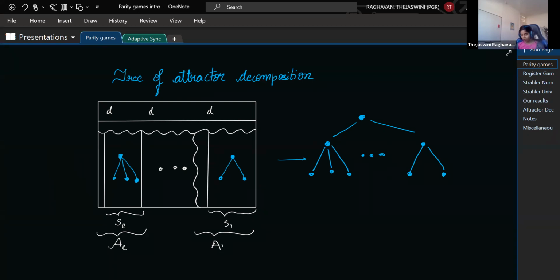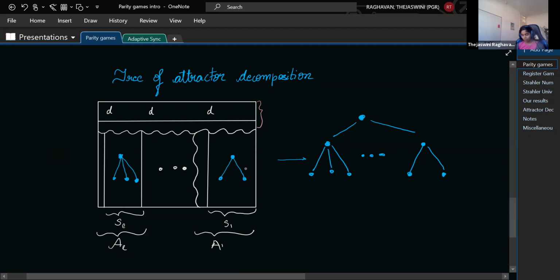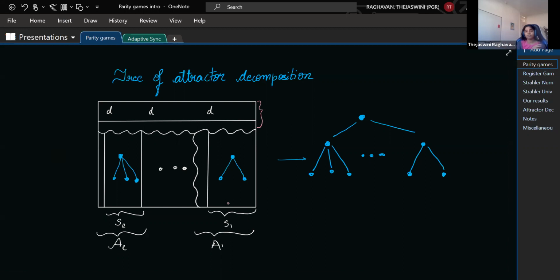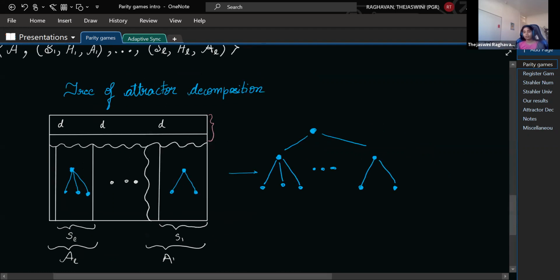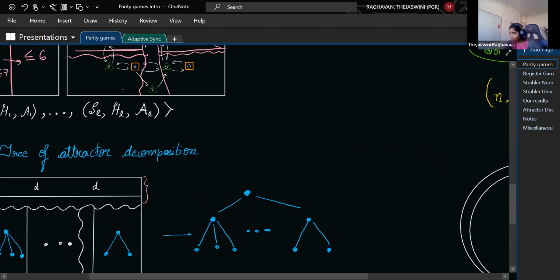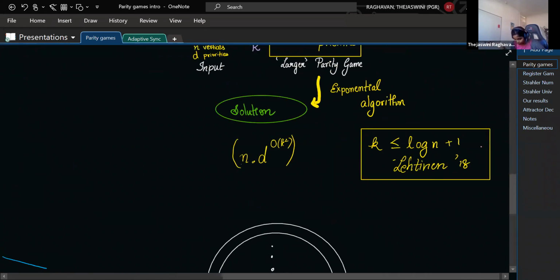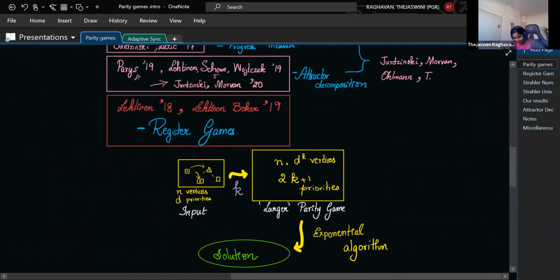If not, you have the structure that we talked about before: you have an attractor to D, and then you have a lot of subgames, each of which will have its own attractor decomposition, which you put together in this ordered fashion to form an ordered tree for every parity game. So this is why we will talk about trees and parity games in the rest of the talk. I'm just keeping an eye on the time so that I don't run out.